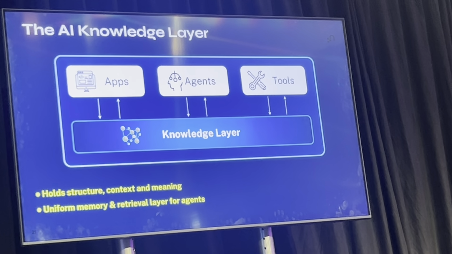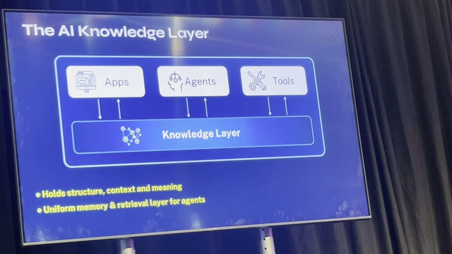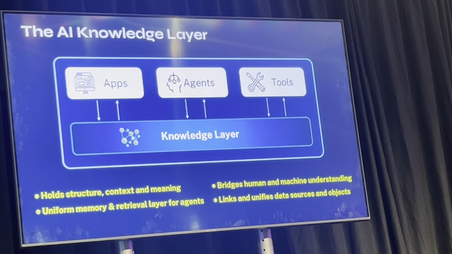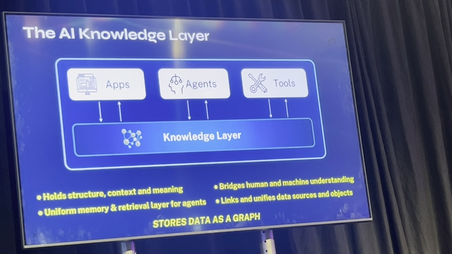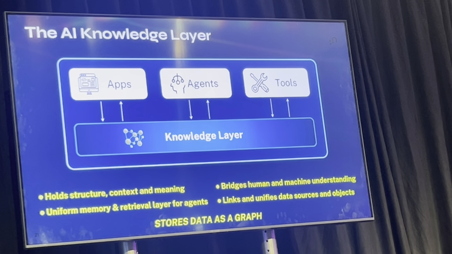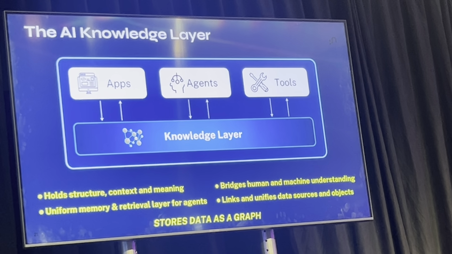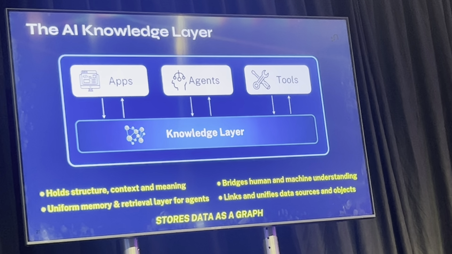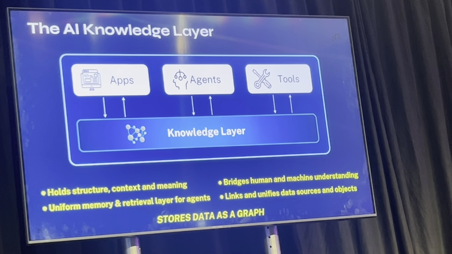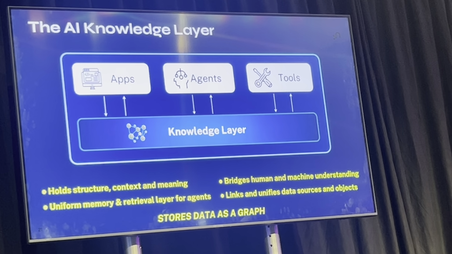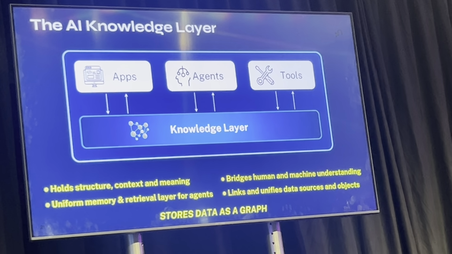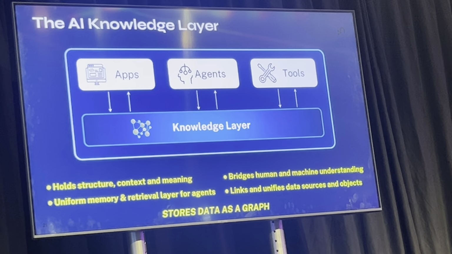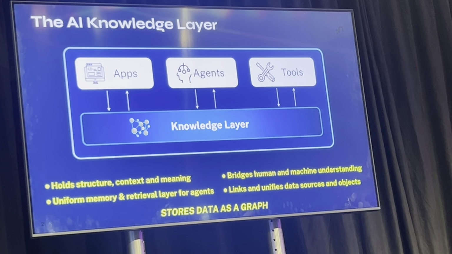So what this does is it gives you structure, context, and meaning, uniform memory and retrieval. It bridges human and machine understanding, links and unifies data sources, and that data is stored as a graph. When I talk about bridging human and machine understanding, one of the great things about representing data as a graph is that you're taking any data that shows up as a network and representing it as a network. So you don't have that impedance mismatch of trying to shove a network into a table and then dealing with it there.